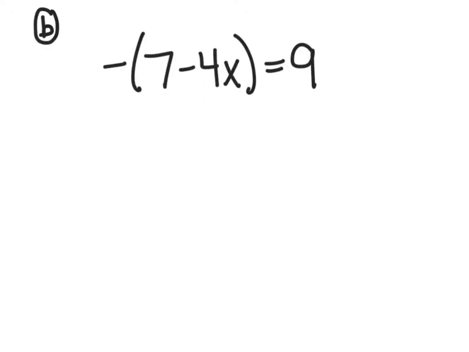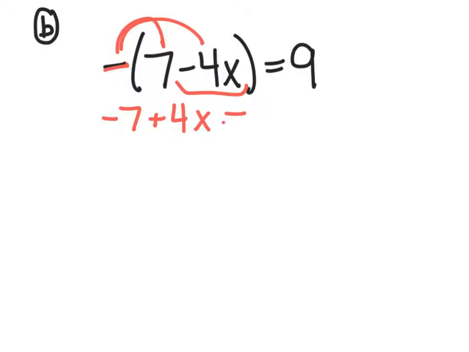Alright, when I look at this problem, I'm going to start by distributing this negative on the outside of our parentheses to everything that's inside of there. So I'm going to say that's the opposite of 7, or negative 7. And then I look at this as a minus 4x, so I'm looking at it as a negative 4x, or the opposite of a negative 4x, which is a plus 4x. Okay? And that's still set equal to 9.